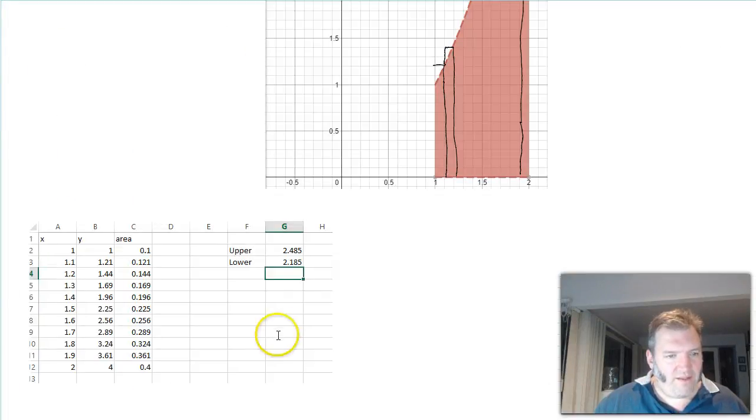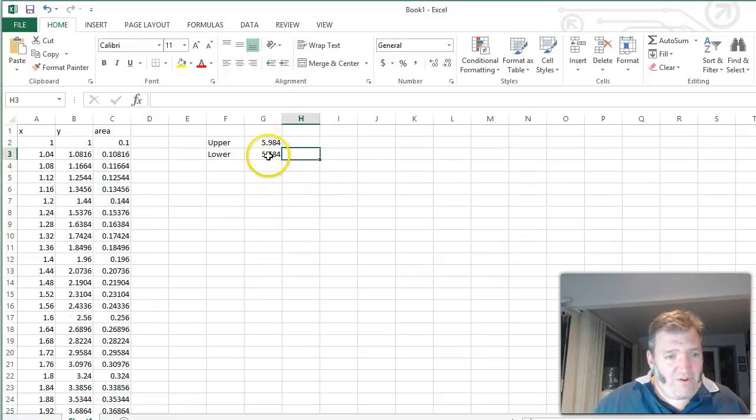Why are these values so much different? Remember, what haven't we done yet? Let's have a look. 2.485, 2.185. I said we get more accurate. But Chewy, they've gone wild. What's going on? Well, we didn't change these things yet, have we?